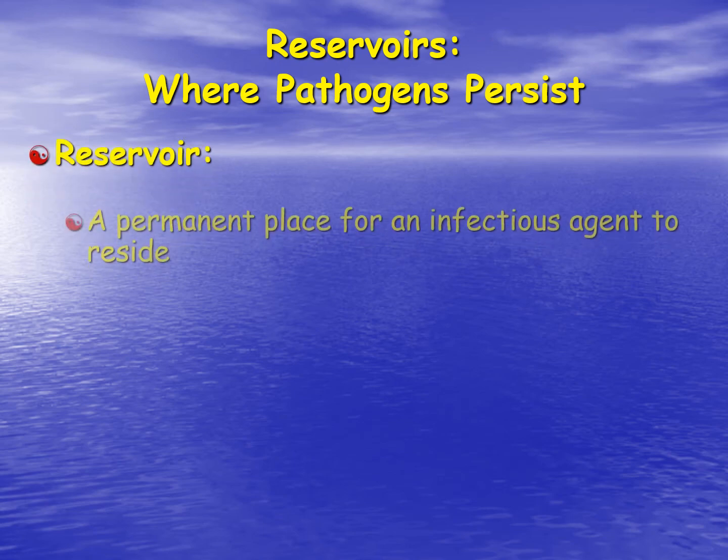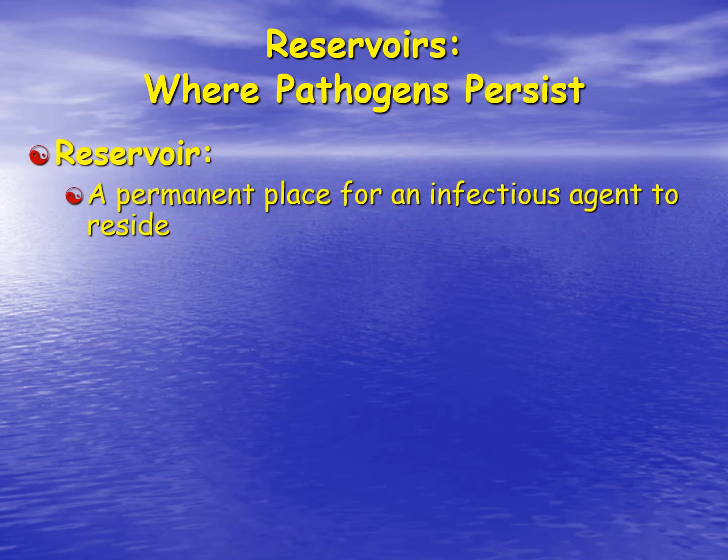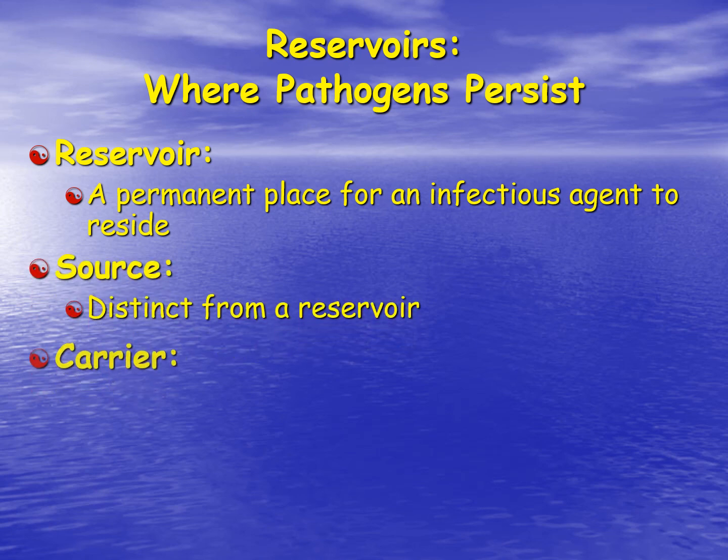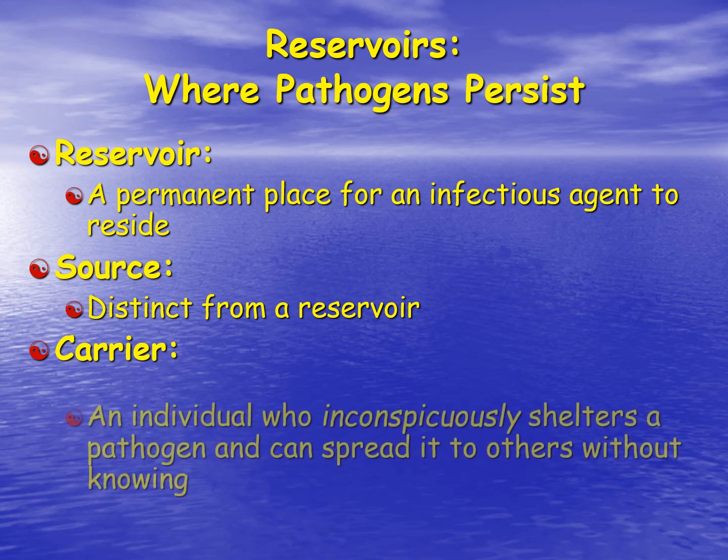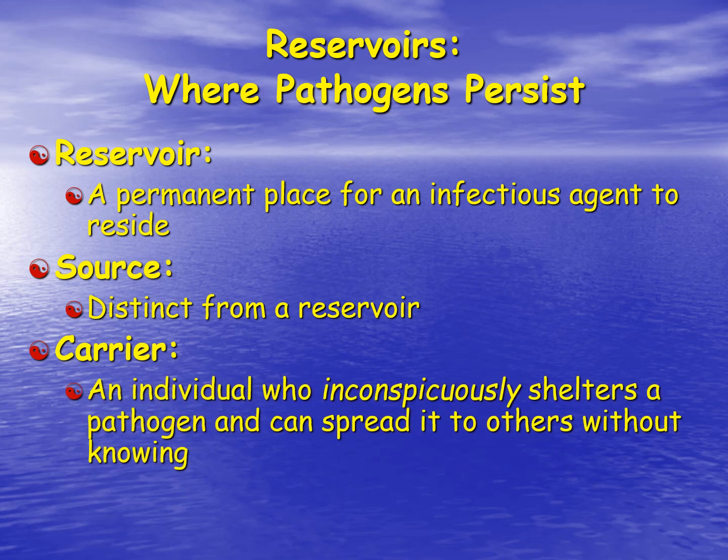Now, reservoirs are a permanent place for an infectious agent to reside. A source is distinct from a reservoir in that the source is usually not a permanent place. It can be used sometimes, but not always. A carrier is an individual who inconspicuously shelters a pathogen, either having a latent infection or an asymptomatic infection, and can spread it to others without knowing.